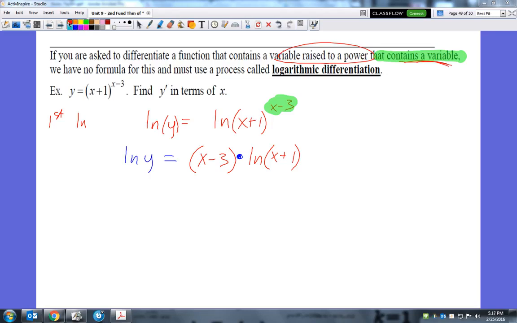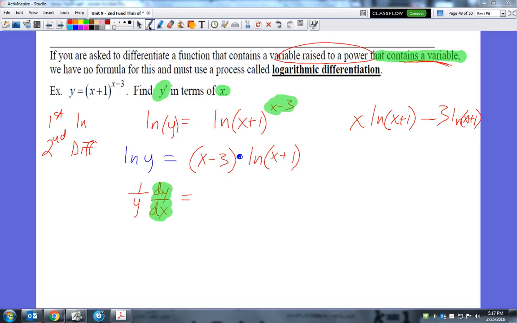The second step is to differentiate. So 1 over y times dy/dx, 1 over the stuff times the derivative of the stuff. Just to clarify, we're ultimately trying to get dy/dx, because that's what we're being asked to find, the derivative with respect to x. So over here, I'm just going to differentiate with respect to x. I could distribute, x natural log of x plus 1 minus 3 natural log of x plus 1, but I'm going to use the product rule. The first times the derivative of the second, which is 1 over the stuff times the derivative of the stuff, which is just 1, plus the second times the derivative of the first, which is just 1 again.